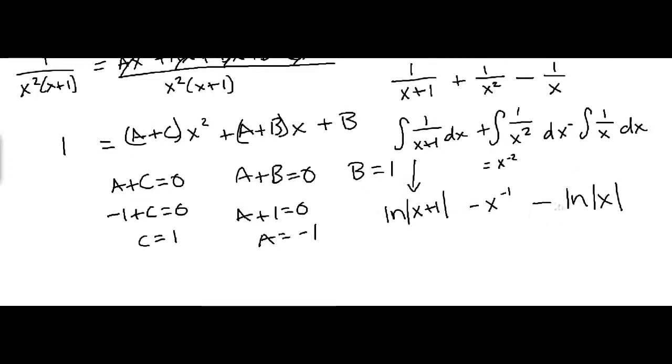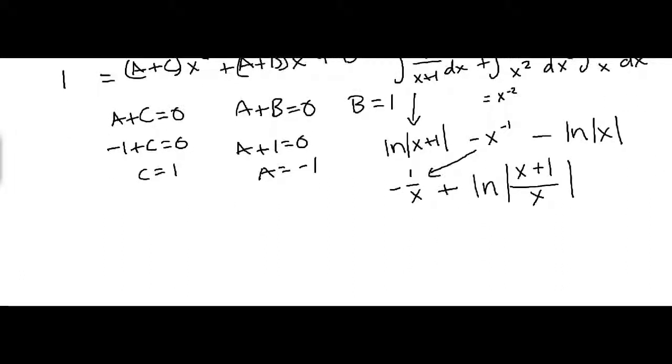From here, we can combine our natural logs. Since they're subtracted, it's going to become a quotient. So now what we have is negative 1 over x plus the natural log of x plus 1 over x. I should have written that in the other order. Writing that in the other order, I get the natural log of x plus 1 over x, minus 1 over x, and I'm not going to forget my constant c. And that is our answer.